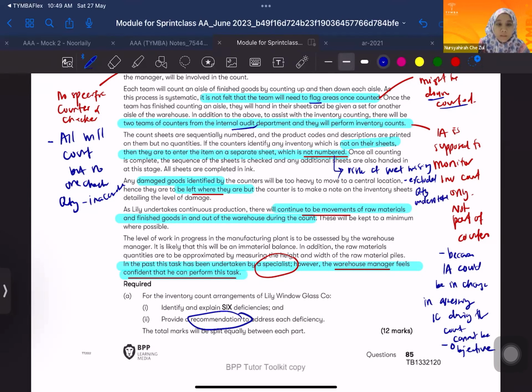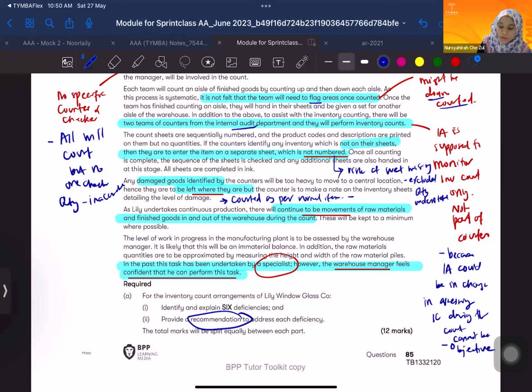Next, the damaged item left where it is. You can bring in the issue that it is counted as per a normal item, counted as per a normal item.